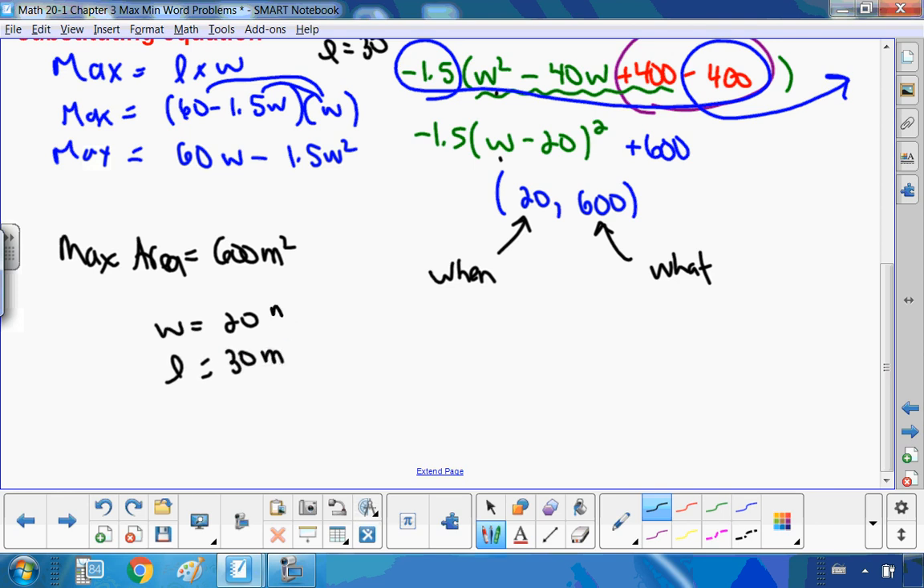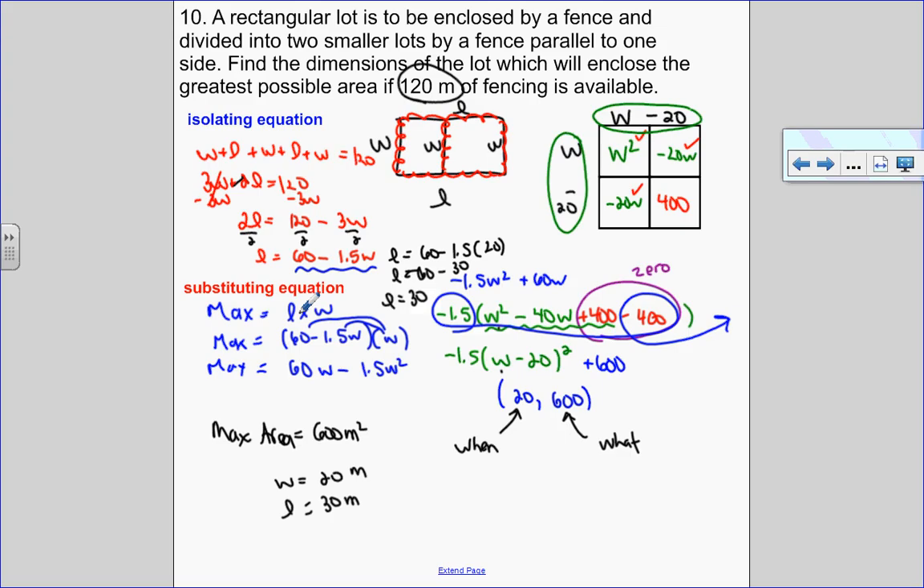Let's put some units on there. And let's look at the question all together. So it says, find the dimensions of the lot which will enclose the greatest area possible. So this would be the greatest area possible, and the dimensions would be 20 by 30.